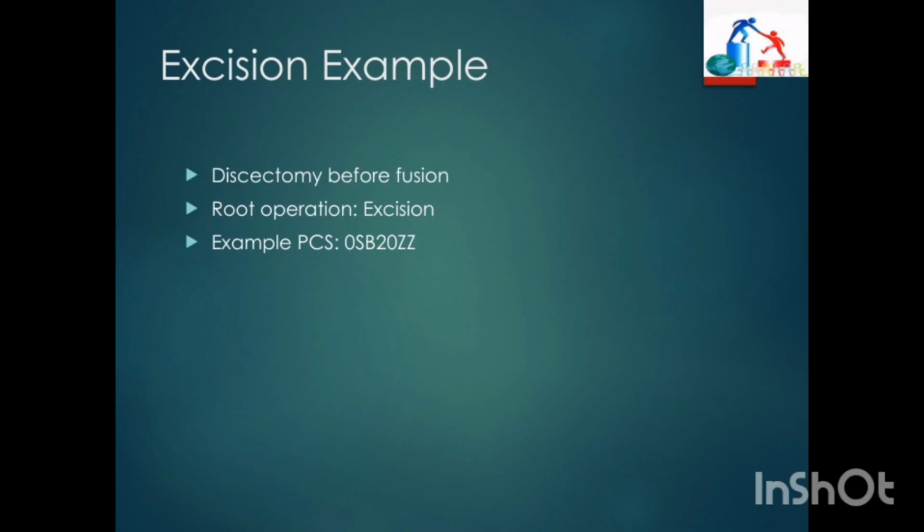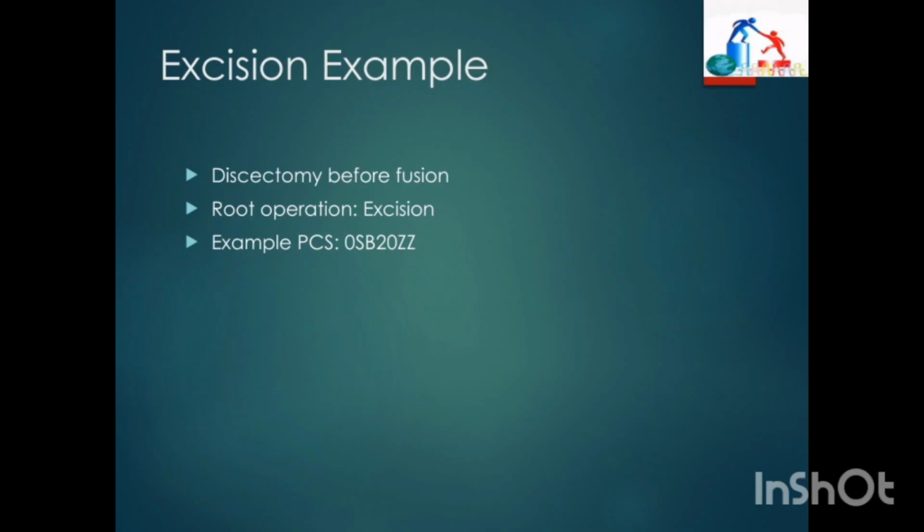What's important to remember is that excision involves cutting out tissue, often to relieve pressure or to prepare for fusion. In this context, performing a discectomy before fusing the vertebrae ensures stability and relieves nerve compression. Understanding this sequence helps us accurately capture the procedure's intent and extent. So, this slide emphasizes the importance of recognizing excision as a root operation and how it fits into the overall treatment approach.